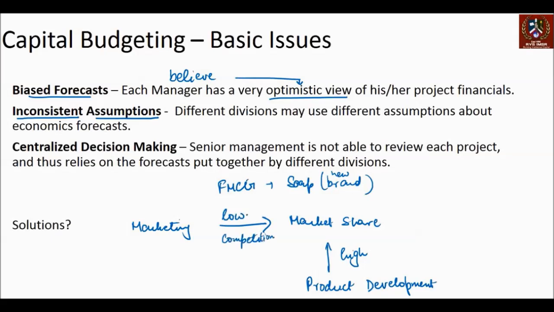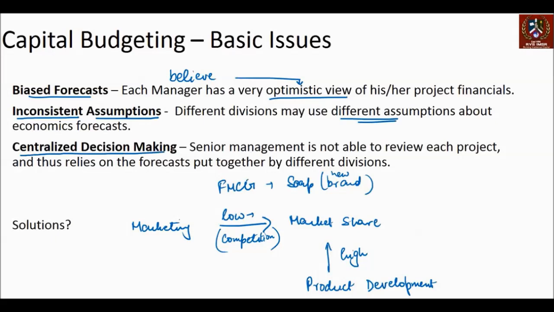Low market share because of high competition. And this is essentially going to lead into both the projects using different assumptions about some economic forecast, some market share kind of forecast, and that creates a little bit of an issue. It's important to arrive at some sort of a consensus here.